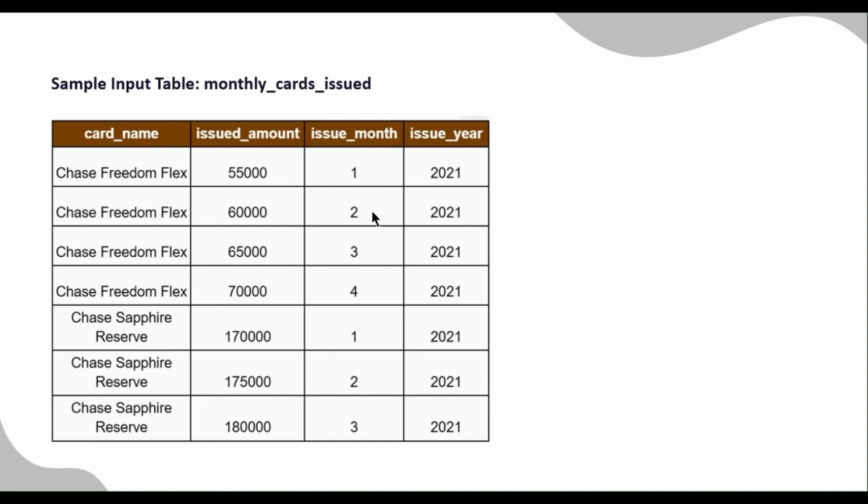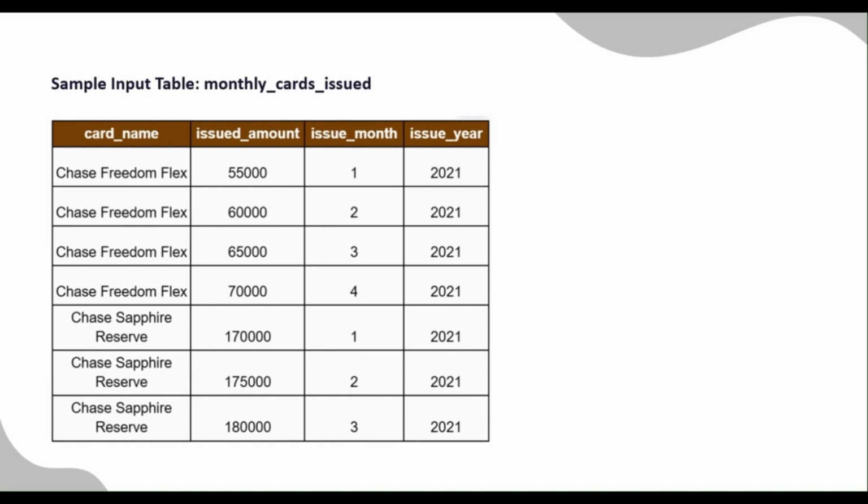For the month of February, we can see that the issued amount is 60,000. For the month of March, it is 65,000, and for the month of April, it is 70,000. So we can say that the maximum issued amount is 70,000 and the minimum is 55,000. So the difference between the maximum and minimum will come out to be 70,000 minus 55,000, and that will give us 15,000.